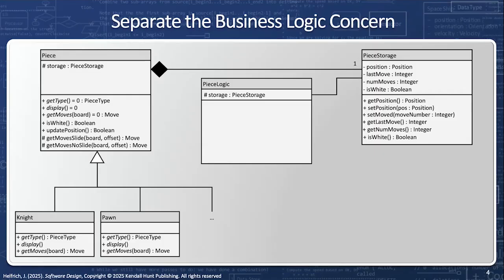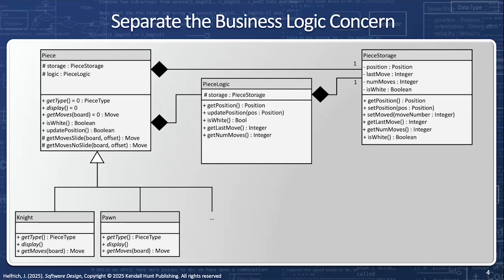So I'm going to have a storage, and this can be by composition, it would be exactly one. Now observe, piece is still going to have to access the storage information, even though it's no longer going to be directly connected to it, which means piece logic has to provide a get position, update position, is white, get last move, get number of moves that was previously accessed from storage. And then piece logic is going to be a member variable of piece. So I'm going to have an association between piece and piece logic.